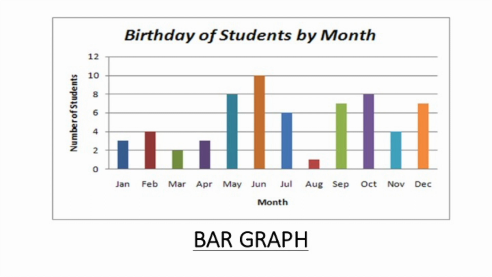For example, January. How many students have their birthday in January? Not 4. If you look, it's halfway between 2 and 4. 3. You see, the bar goes to here, and the number between 2 and 4 is 3. How about February? 4. How about June? 10. And how about September? 7. Between 6 and 8. So you see how bar graphs show bars to present the data that we have collected.